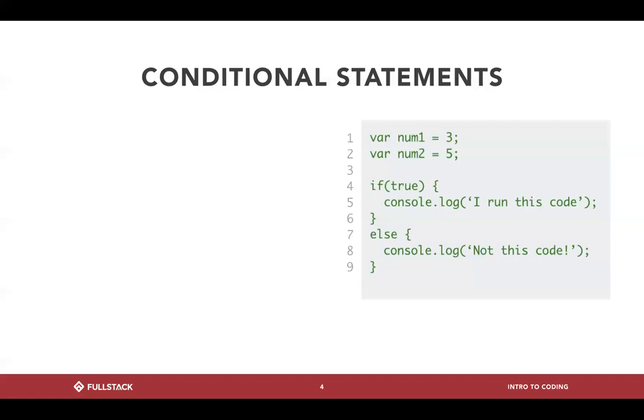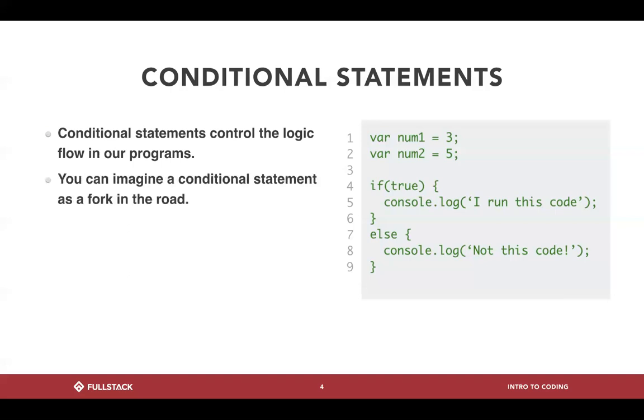And we'll show some more examples of the way that you can set that up in just a second. But conditional statements control the logic and flow in our programs. You can imagine a conditional statement as like a fork in the road. You can either go through one chunk of code or you can go through another. To write a conditional statement, we use the if and else keywords.